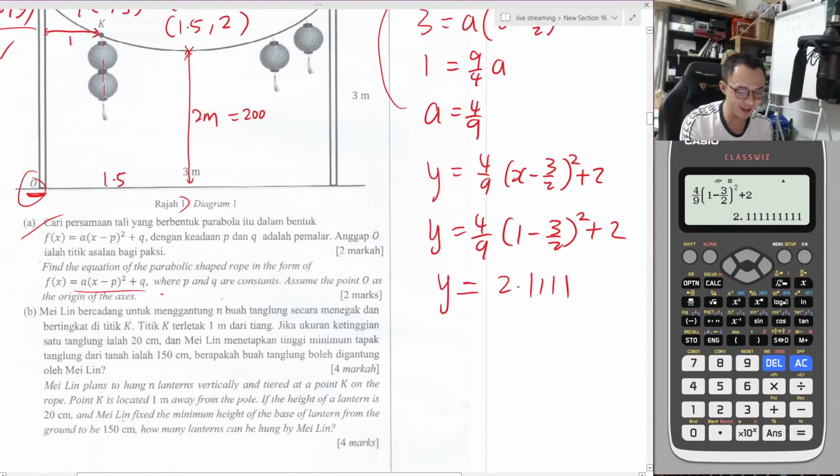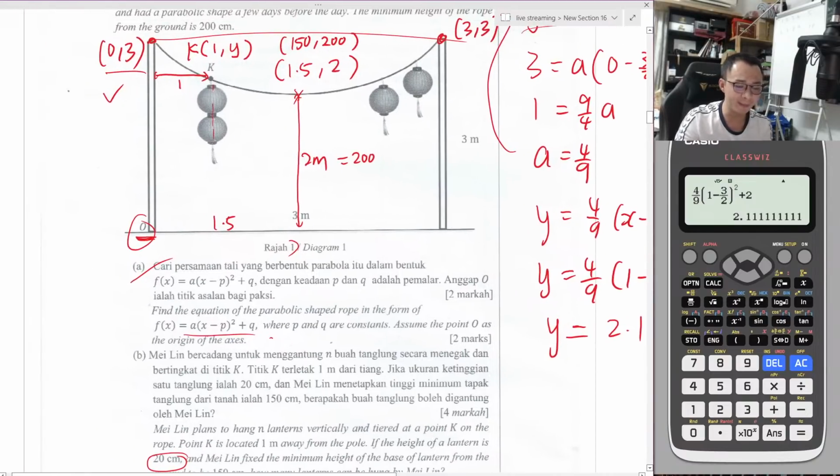And then the question even says, the Mailing fixed the minimum height of the base of lanterns from the ground is 150. How many lanterns can be hung by Mailing? So each of the lanterns is 20 centimeter. So the Mailing has some requirements. So the height here must be minimum 1.5 meter or 150 centimeter from the ground.